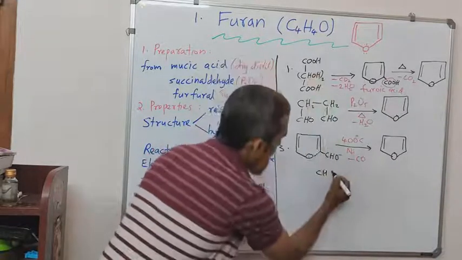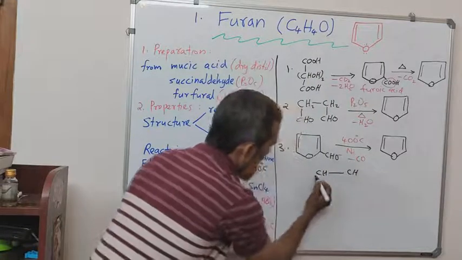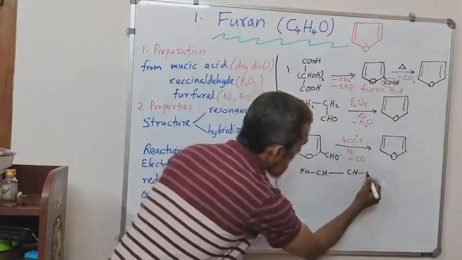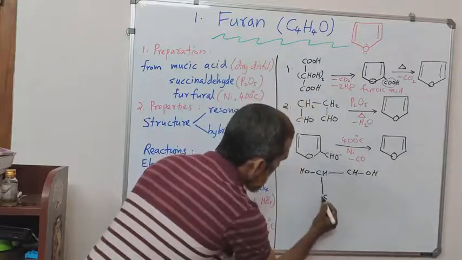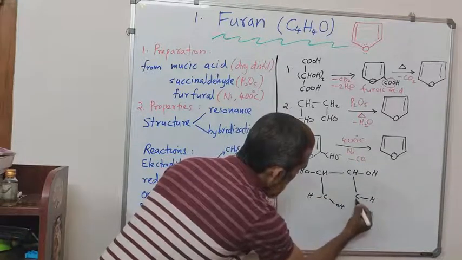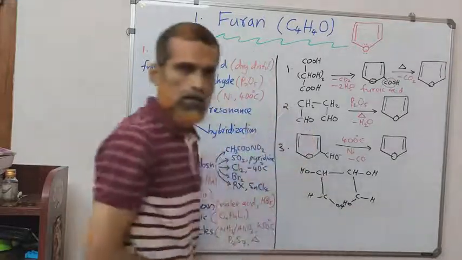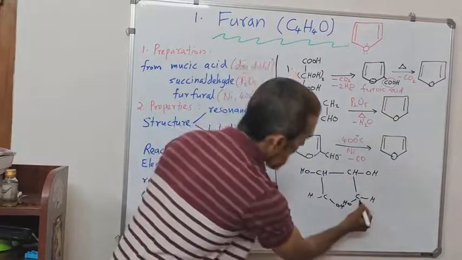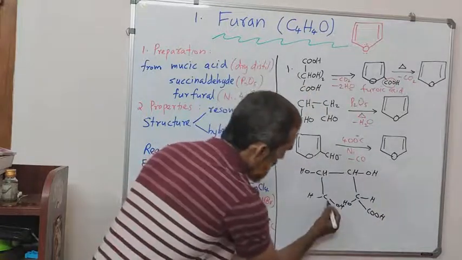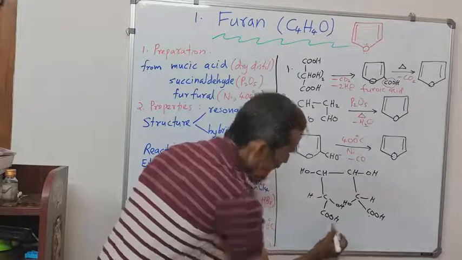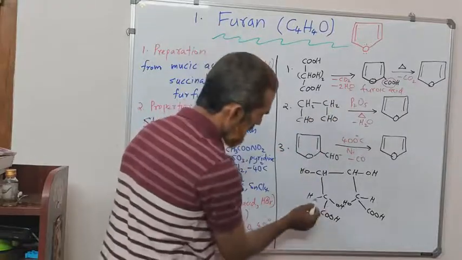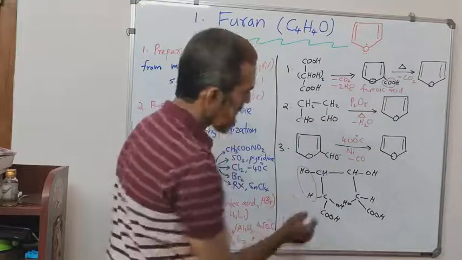Let me write this mucic acid or galactaric acid like this. See, there are 4 CH-OH groups, then at the 2 ends you have COOH. It's a dicarboxylic acid. So what happens? See, dehydration, 2 water molecules are lost. That is this one and this one.